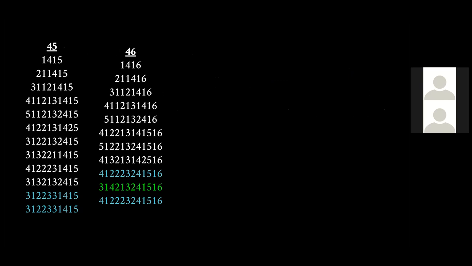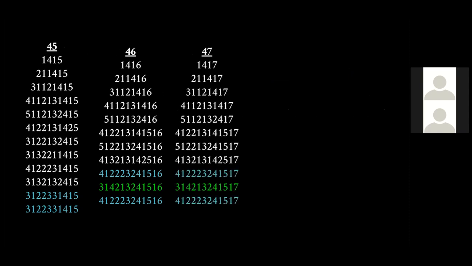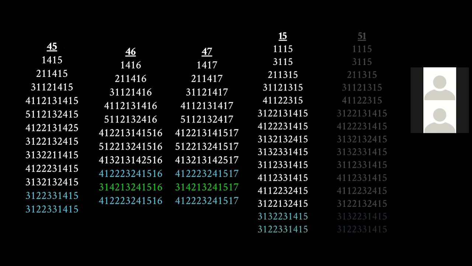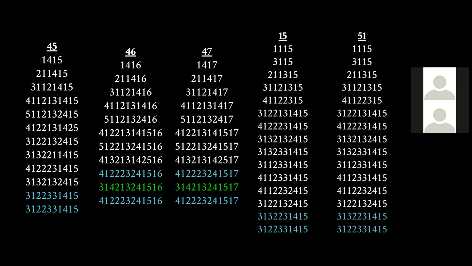We see 46, which is 46, so it'll end in that repeating cycle of terms. We see 47, which is above 46, so it'll end in that repeating cycle of terms. And we've already talked about 15 and 51, but we're just going to talk about them again. So 15 is before 46, so it'll end in that single self-describing term. 51 is a reflection of 15, which is before 46, so it'll also end in that single self-describing term.